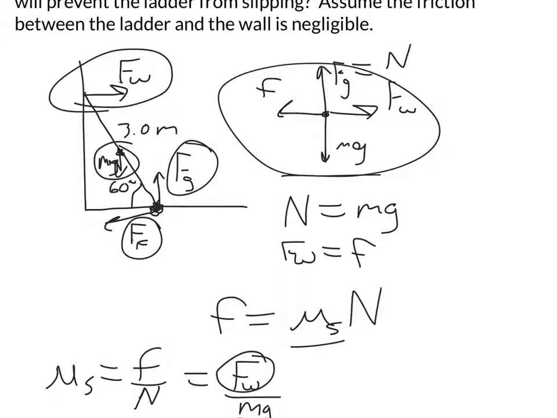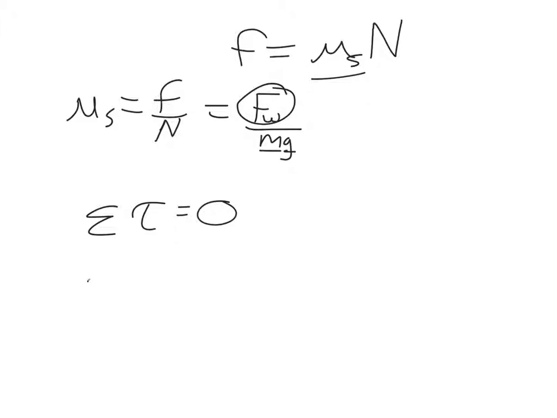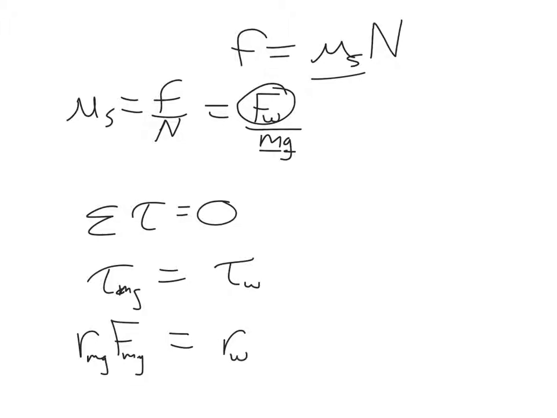So I'm going to put those in and say that for my sigma torque, the torque from mg has to equal the torque from the wall. That would be the radius times the force of gravity has to equal the radius from where the wall attaches times the force of the wall. And that's what I was trying to substitute for. So let's get that guy on his own.